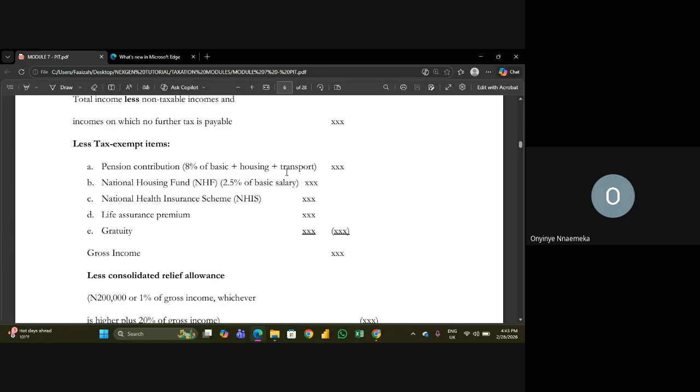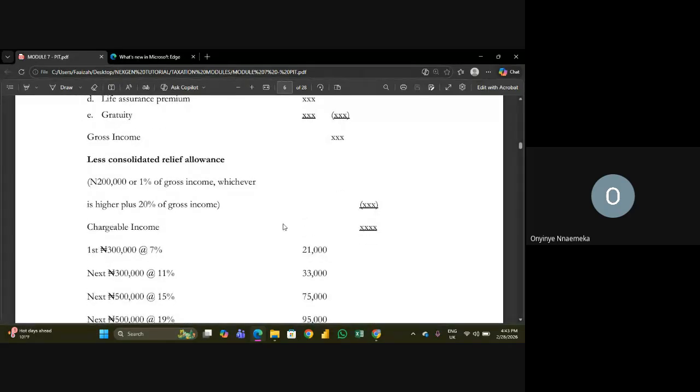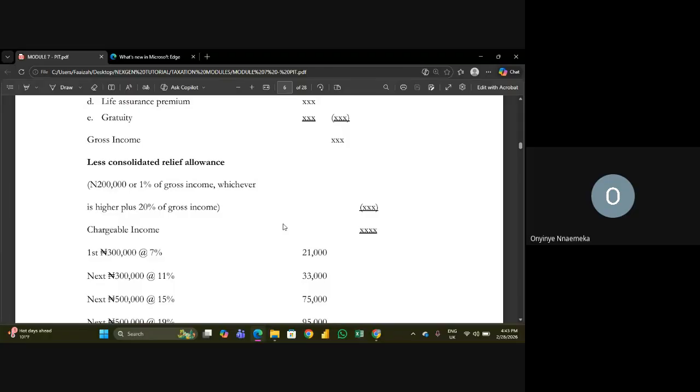After your gross income, you calculate your consolidated relief allowance. The consolidated relief allowance is the higher of 200,000 or 1% of gross income. That is 200,000 on one side. Then you calculate 1% of this gross income that is here. You now check which one is higher. Is it the 200,000 or the 1% of the gross income? Whichever is higher, you add it to what? 20% of gross income.